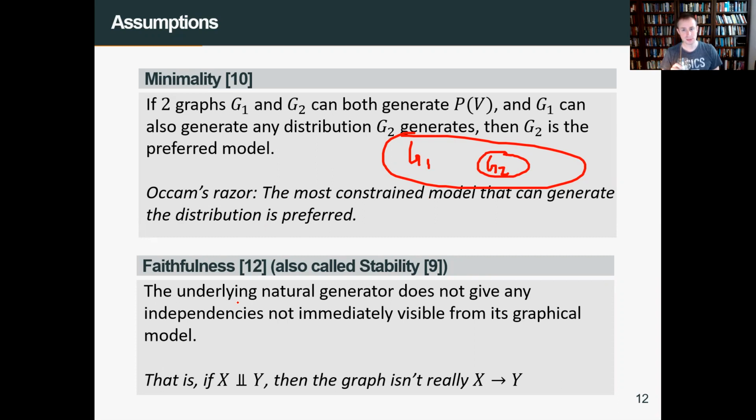For faithfulness, also called stability in some other sources, the idea is that we want the underlying natural generator to not give any independencies that are not immediately visible from the graphical model. What this essentially means is that if we know that X and Y are independent of one another, then our graph does not actually have an edge from X to Y or vice versa.